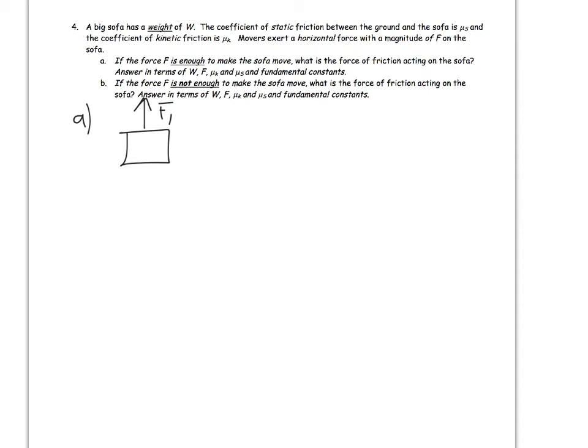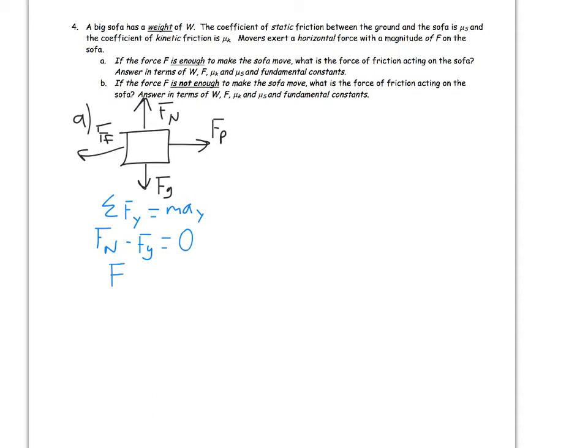We have Fn, Fg, we'll say we're pushing it to the right, and we have a force of friction going back to the left here. Setting up my max and may, as I always do. In the y direction, I'm going to start with that. I like to start with that with friction because we know we need to find the normal force usually. So I'll say that Fn minus Fg is equal to 0 because in this case we are not accelerating vertically.